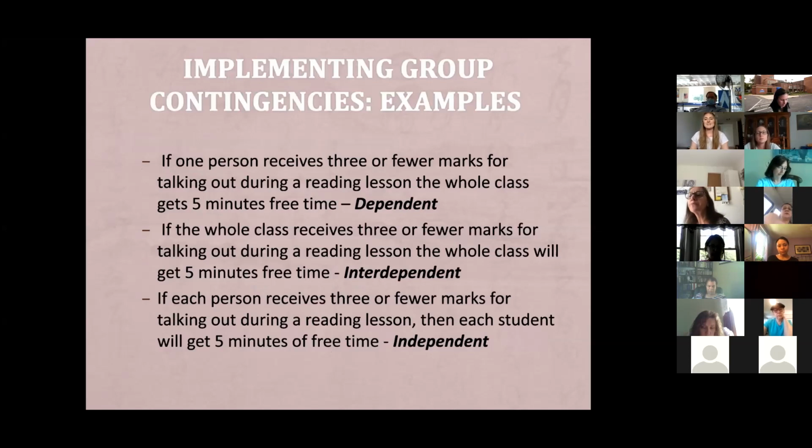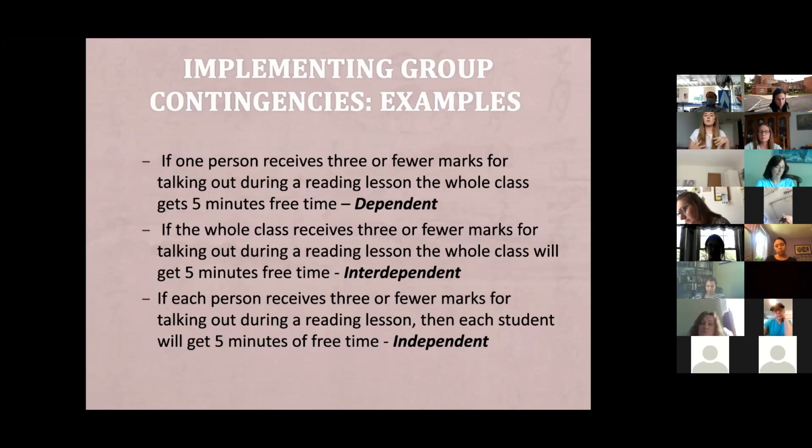So what I did here was I took one example, but I molded it to fit the different types of contingencies, just as another way to help you understand it a little better, maybe make it a little clearer as to exactly how these contingencies foster the delivery of reinforcement. So this example has to do with talking out during a reading lesson, and the reward for the class is 5 minutes of free time.